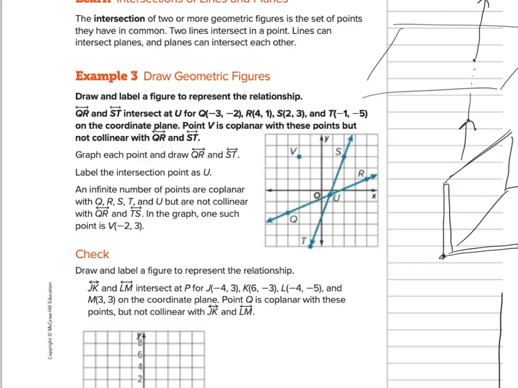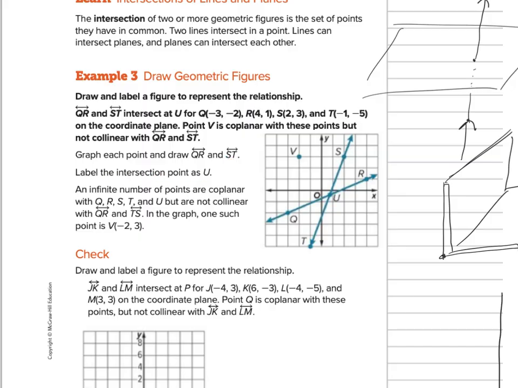But QR and ST intersect at point U. So they have given you your points for Q, R, S, and T. We know that QR is a line, so that's why they connected those two. ST is a line, that's why they connected those two. And then they intersected at point U. So they've given you the coordinates, they graphed them, they did that. So it said there, graph and draw each line, done.